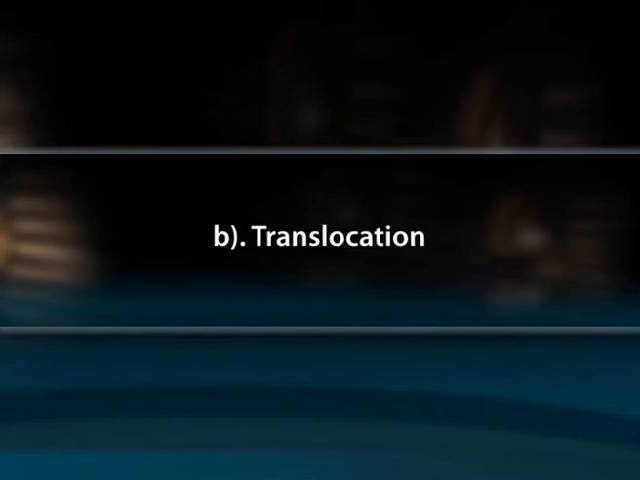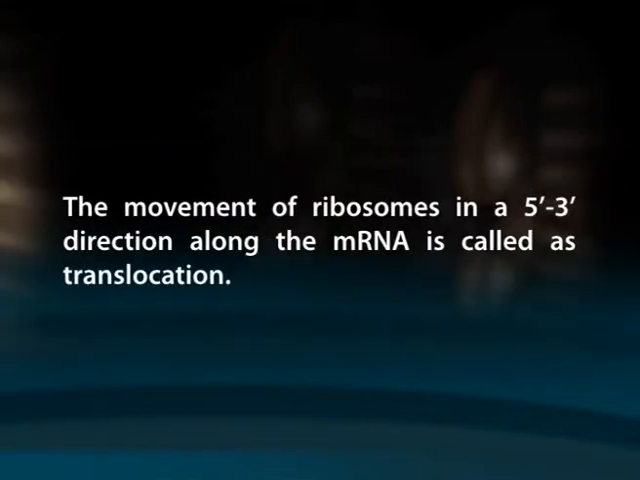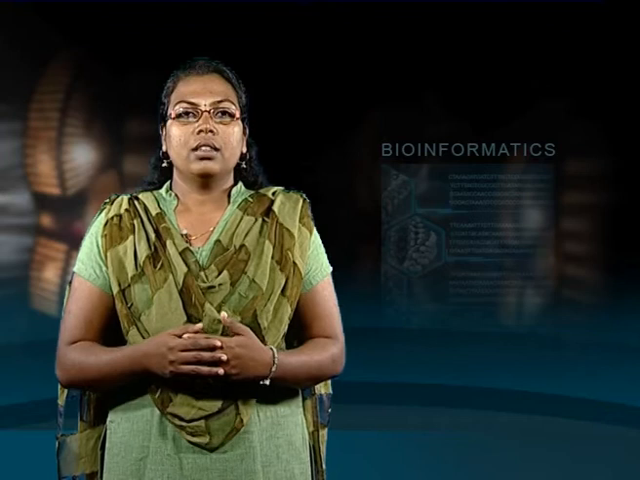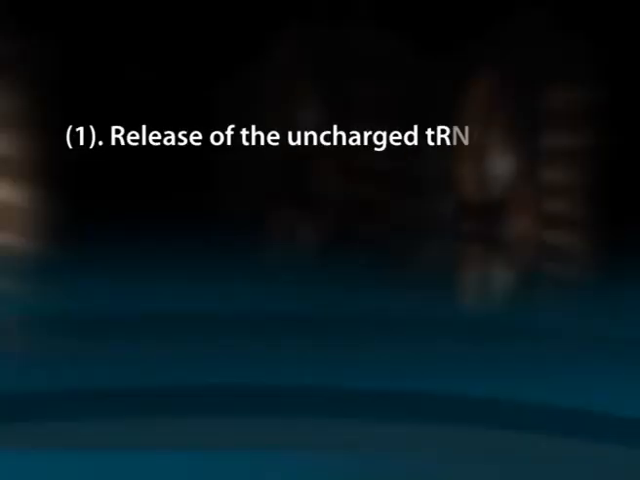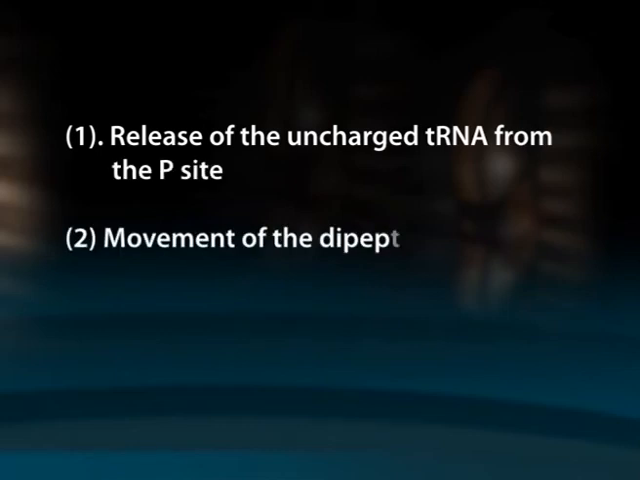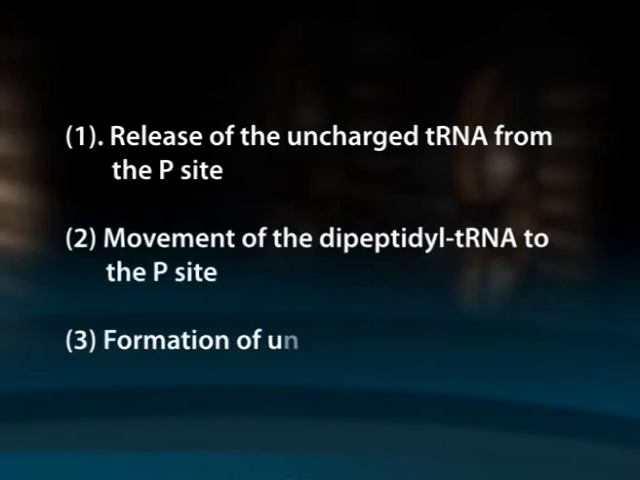Now, the translocation. The movement of the ribosome in a 5' to 3' direction along the mRNA is called translocation. This translocation is catalyzed by EF-G. The EF-G forms a complex with GTP, which is hydrolyzed to GDP and Pi. This movement results in the following: release of uncharged tRNA from the P site, movement of the dipeptidyl tRNA to the P site, and formation of an unoccupied A site.